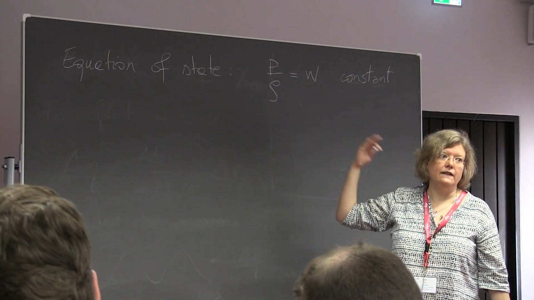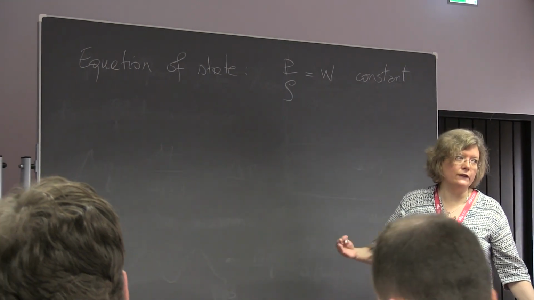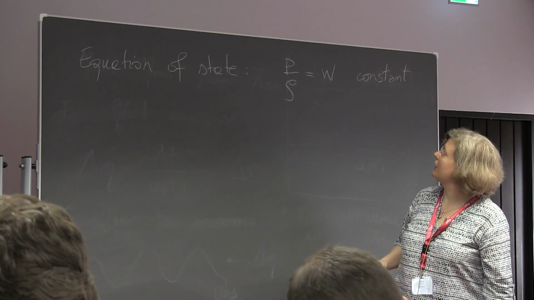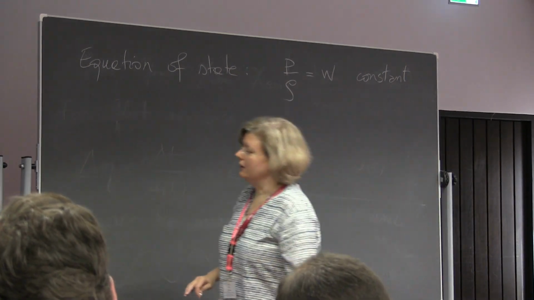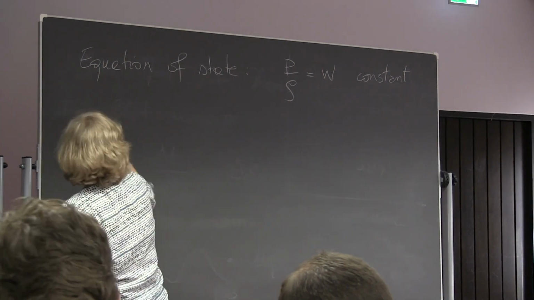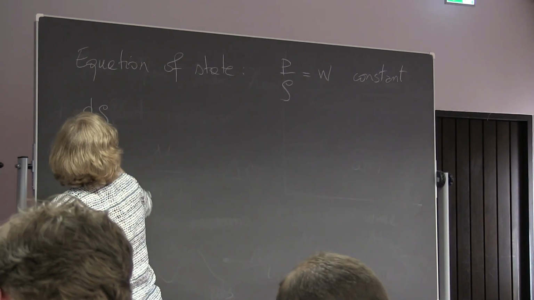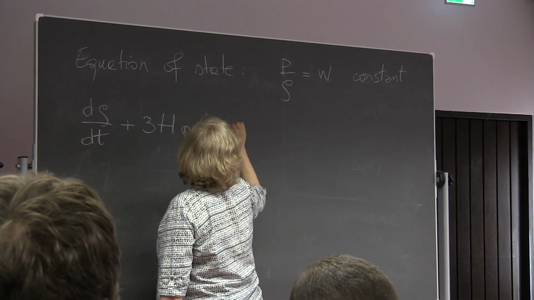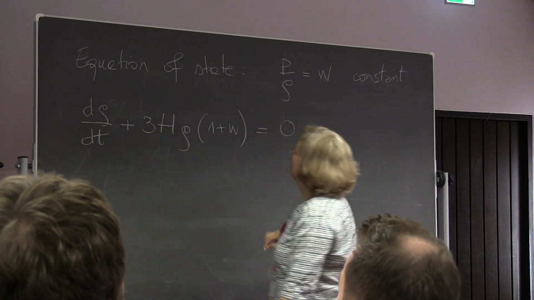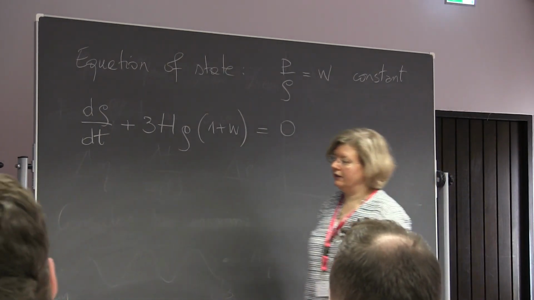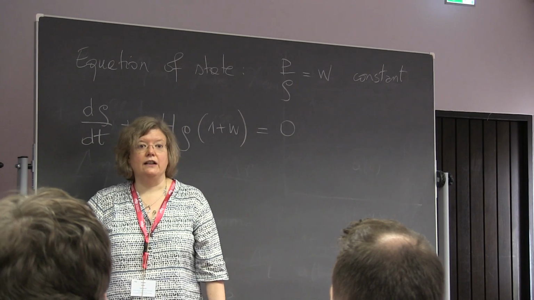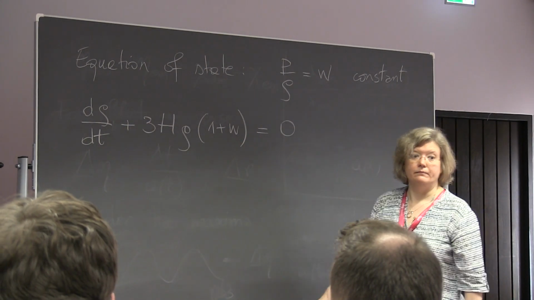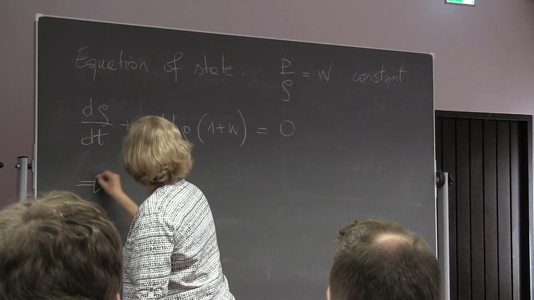In this case, the pressure is exactly 0, so it's also constant. But generically, we will see tomorrow a case where this is not a constant. But as long as you take it constant, then it should be clear this equation changes just in this form. So the only change is that the exponent here will not be 3, but will be 3 times 1 plus w. So the solution is pretty simple.